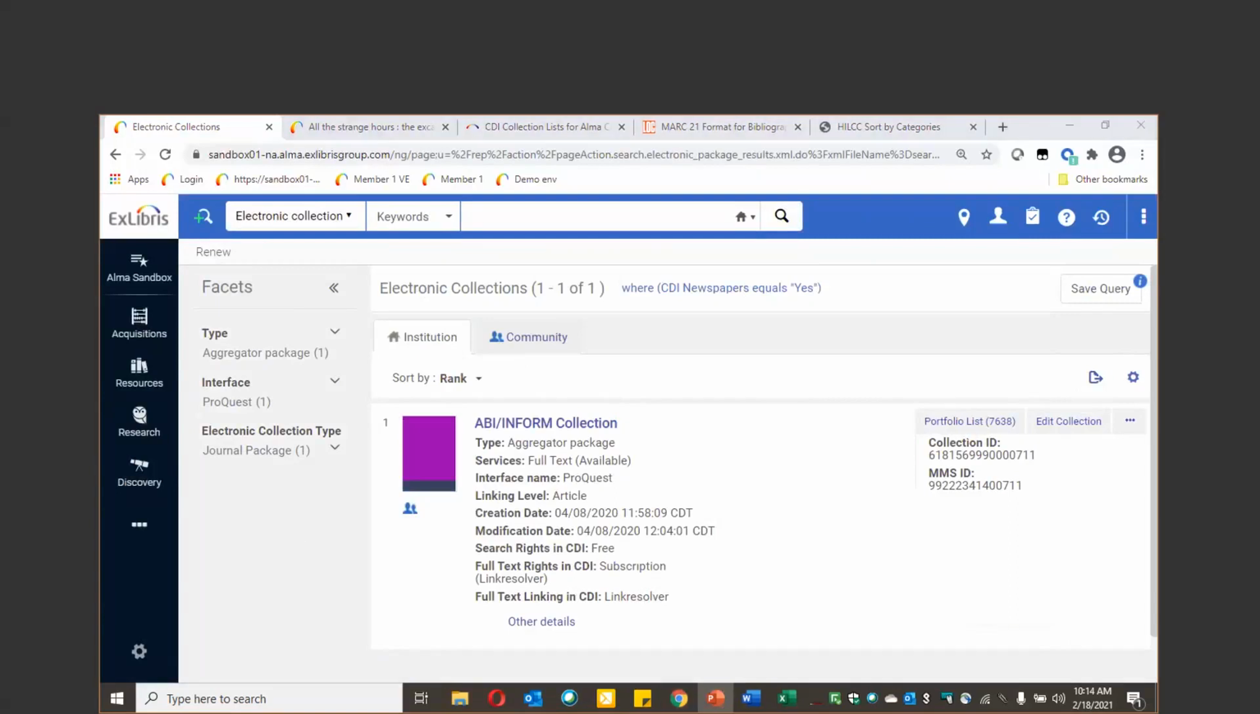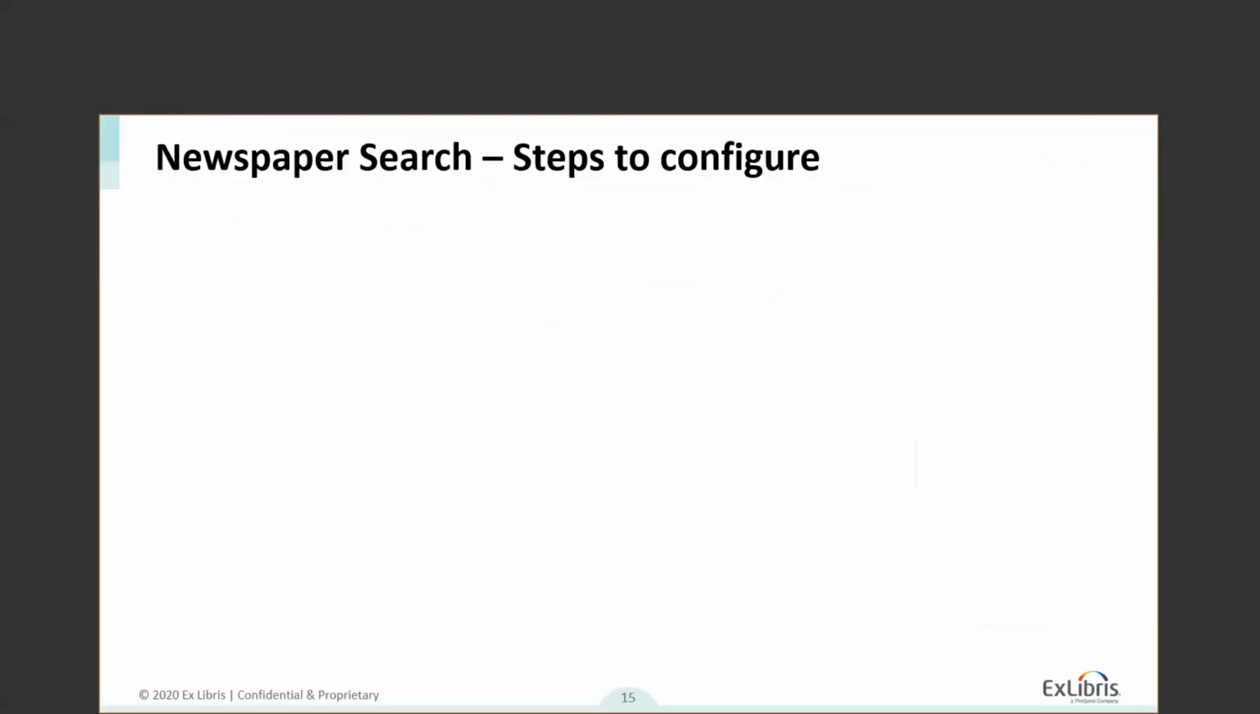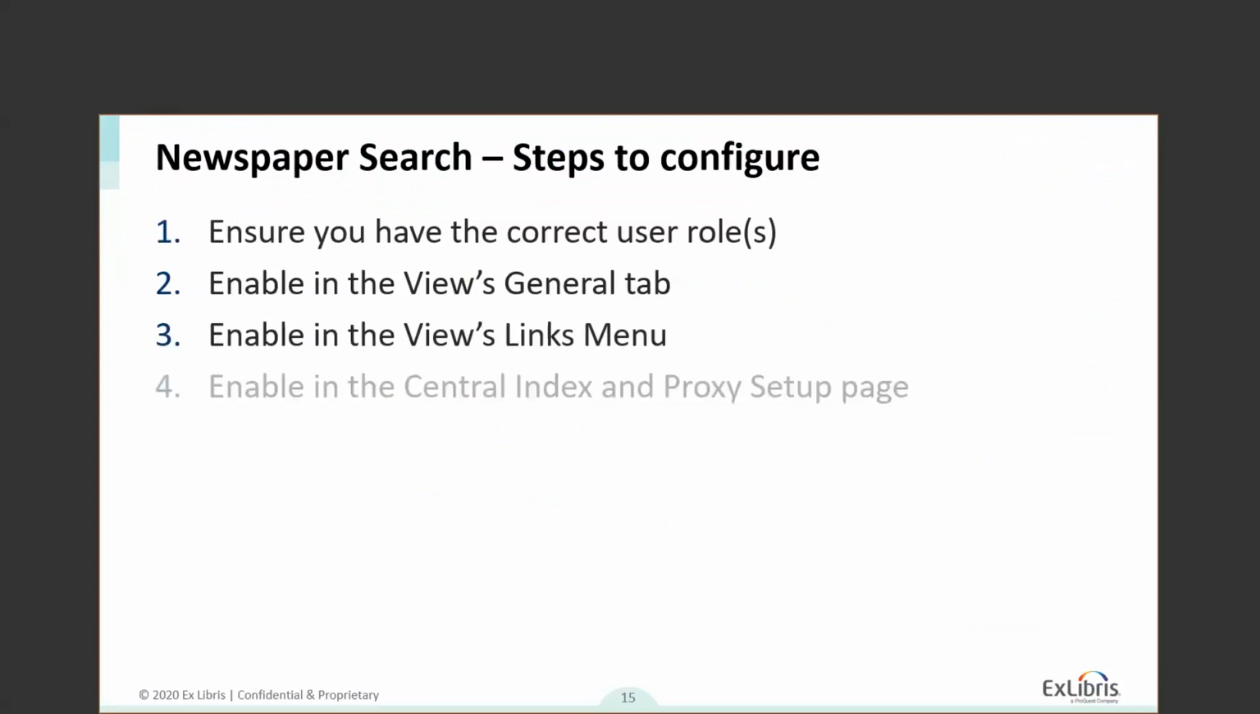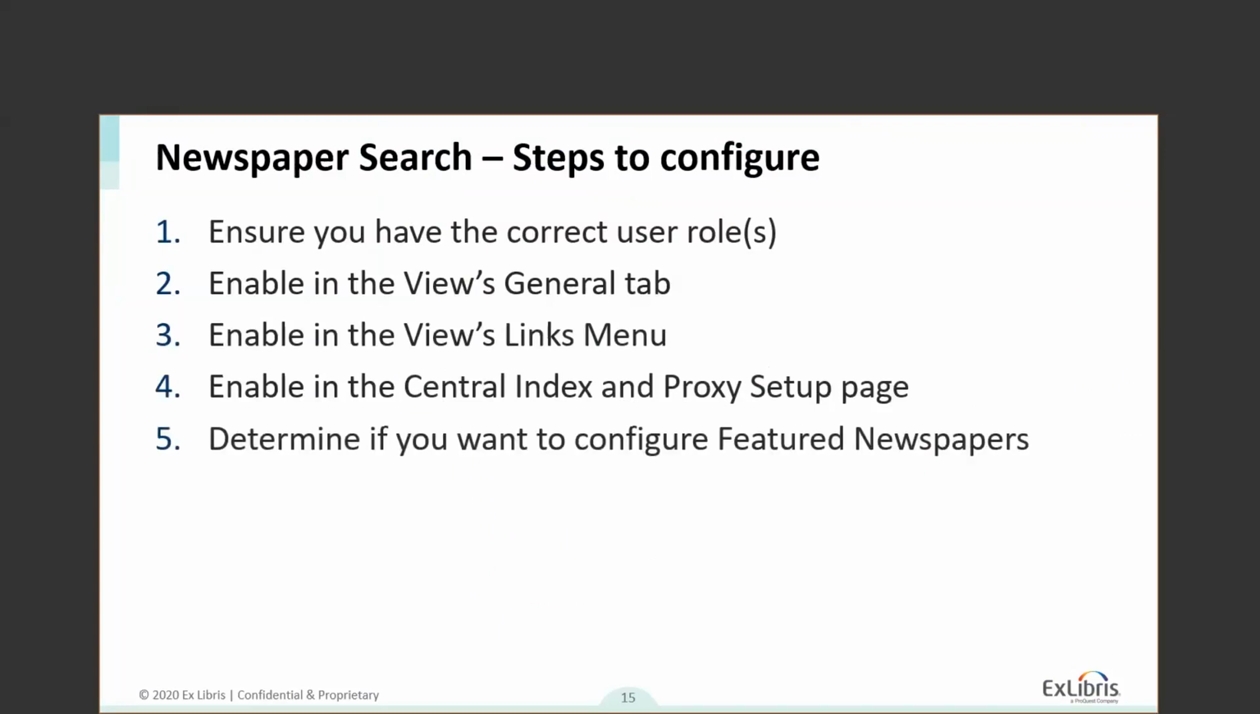If you do want to turn it on, we'll go through the configuration. You'll need to make sure you have the right user role. You'll need to enable it in the Views General tab first. You'll also need to enable it in the Links menu, so it appears in the top menu. You also will need to go into the central index and proxy setup page to actually make the changes for the way that the CDI will present. And then you need to determine if you want to have featured newspapers, and I'll show that in a sec.